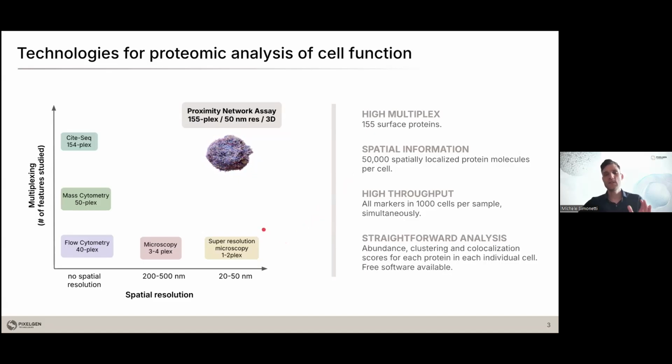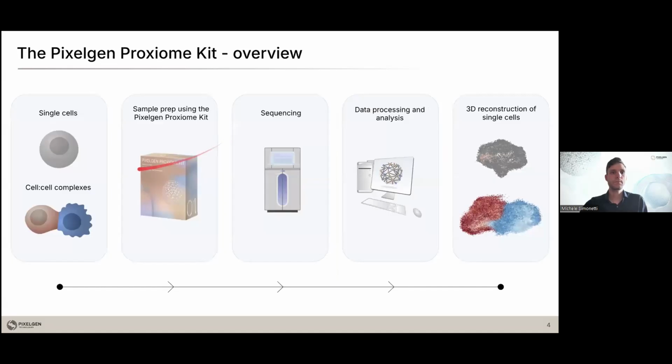So how can we have this very high multiplexing and also very high resolution without having the drawback of microscopy? And the answer is that we don't use light to see where proteins are located, but what we have developed is a sequencing-based assay. And another important feature of the assay is the fact that there is no physical separation of the cells. All the cells are in bulk, floating in PCR tubes. Therefore, you are able to identify single cells, but also cell-to-cell complexes.